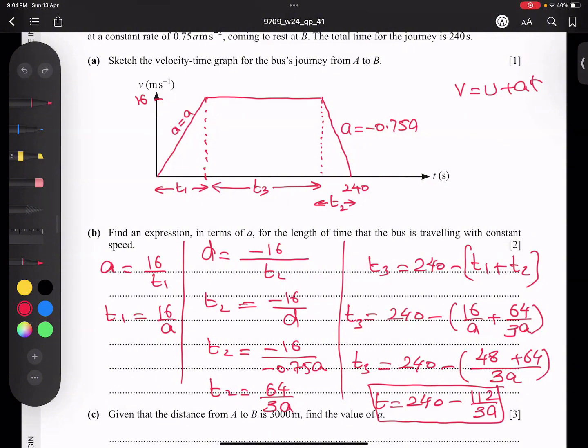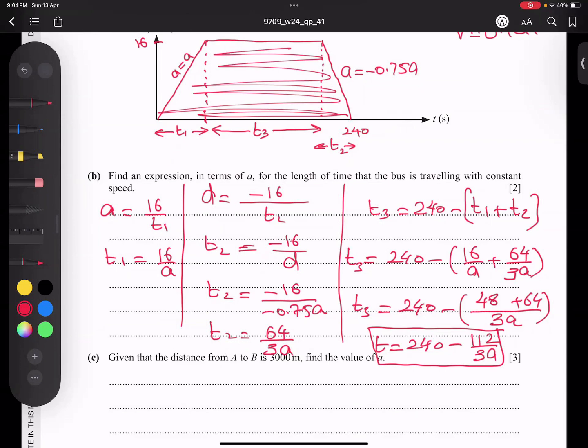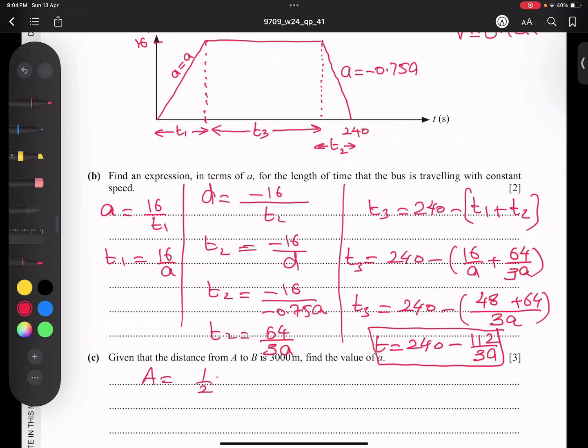Now, students, we have to go for the next part. Distance of A to B is 3000. It means the whole trapezium area is 3000. Have a look now. Area of trapezium is half into H into A plus B. Basically, this is a 3000 area. I'm writing here 3000 and half.